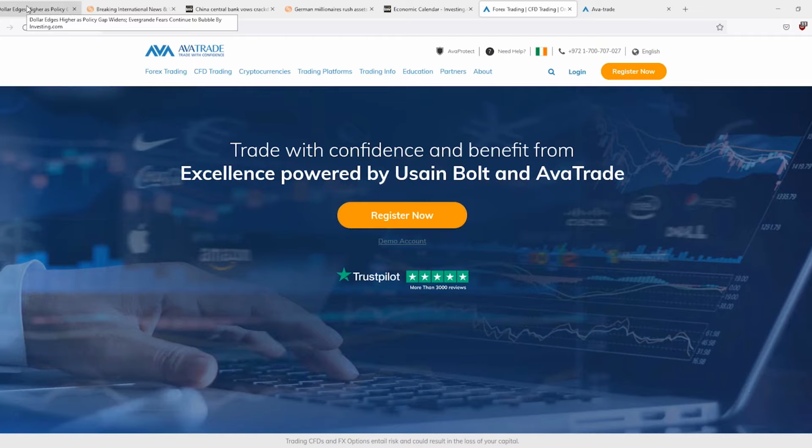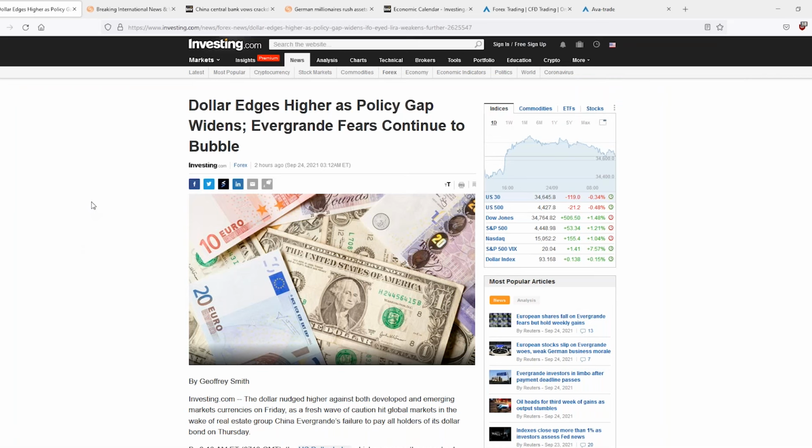Now, if we take a look at today's headlines, it's easy to get a feel for the sentiment today. "Dollar edges higher." They're talking about the US dollar, and that typically happens when there's fear on the markets. The US dollar tends to strengthen against the other major currencies around the world. And so, "dollar edges higher as policy gap widens." We'll talk about what that policy gap is real quick.